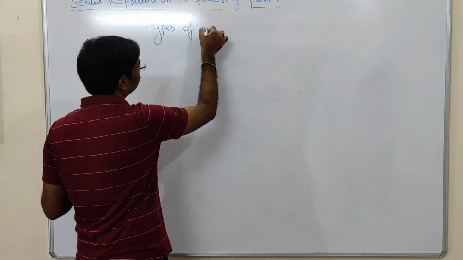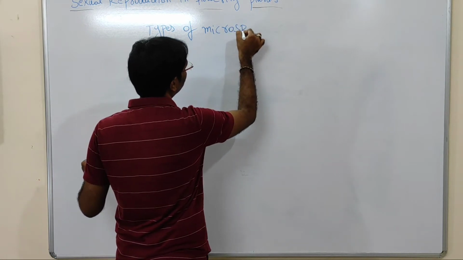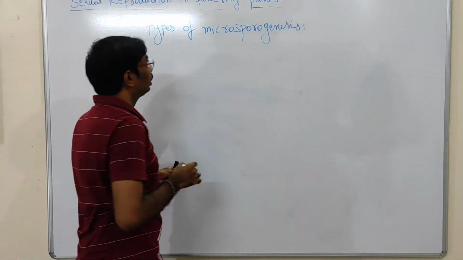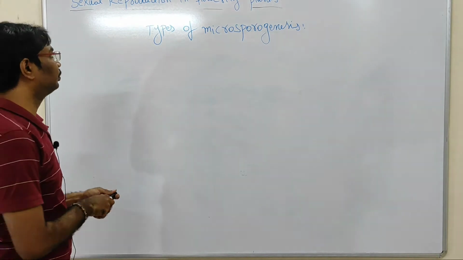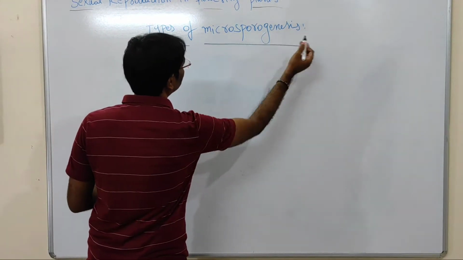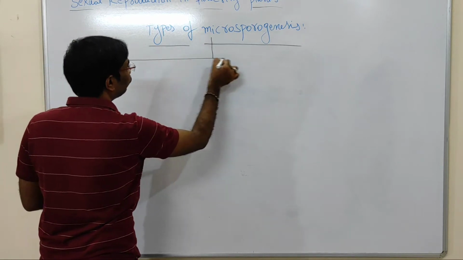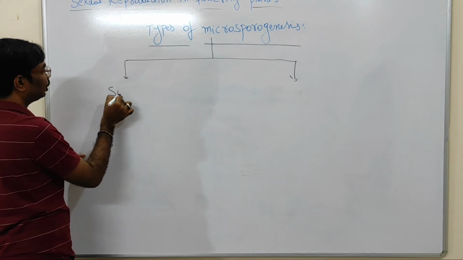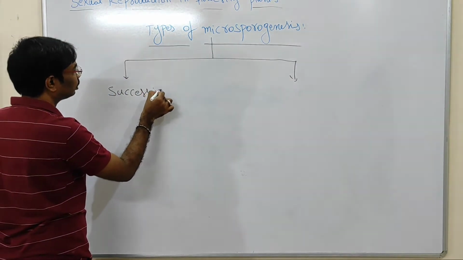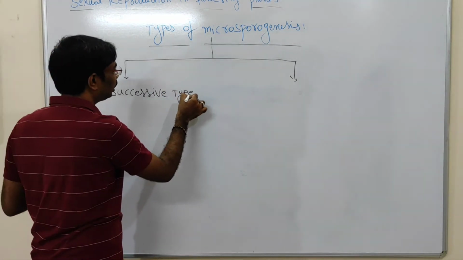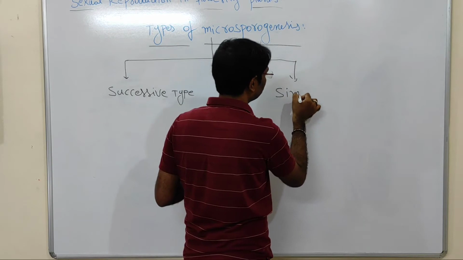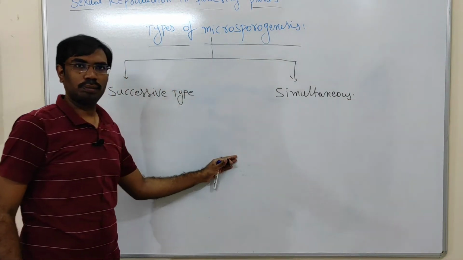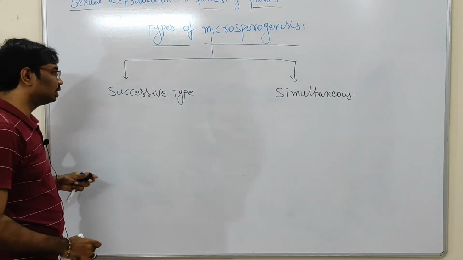Types of microsporogenesis. There are 2 types. The basic process I explained already. The first type is called the successive type, and the other is called the simultaneous type. These are 2 different processes. So what is the successive type?